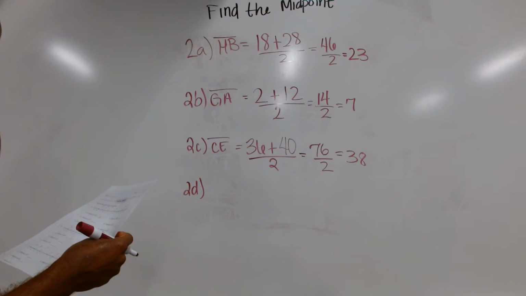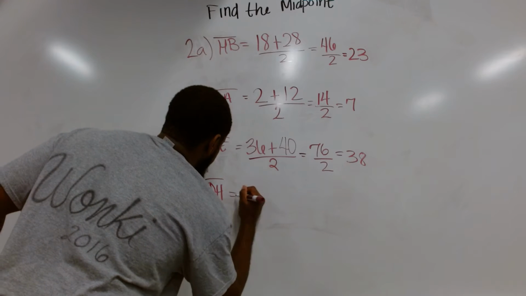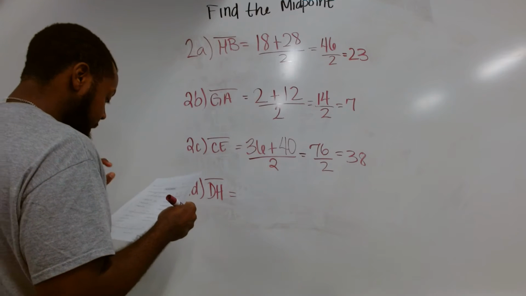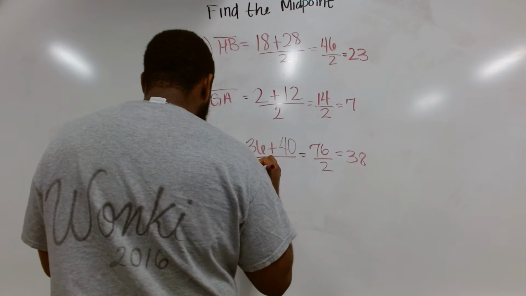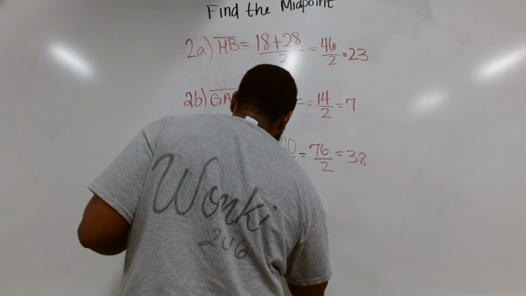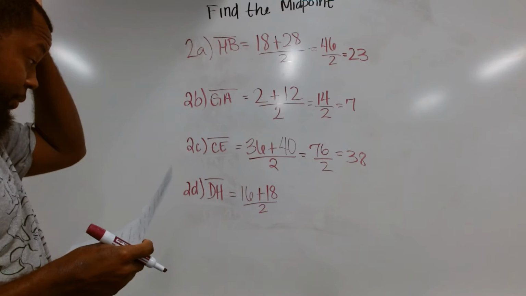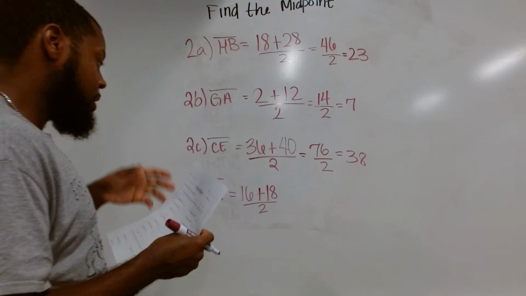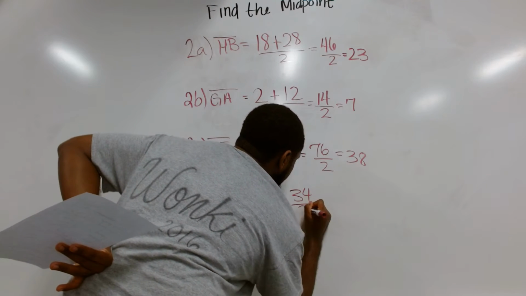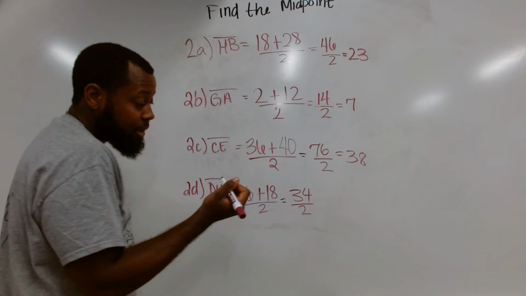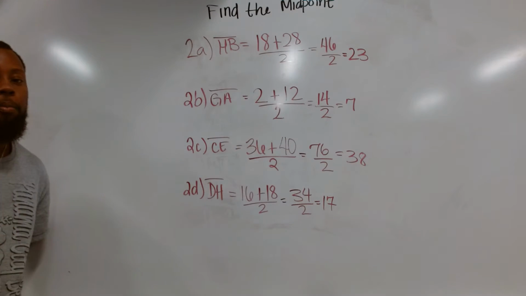Now we have 2D. We have line DH. The value of D is 16. And the value of H is 18. Okay? So, 16 plus 18 will give us 34. And half of 34 is 17. Makes sense.